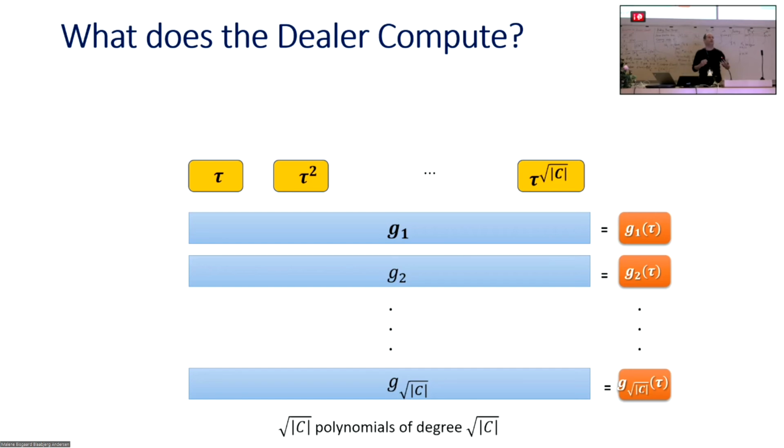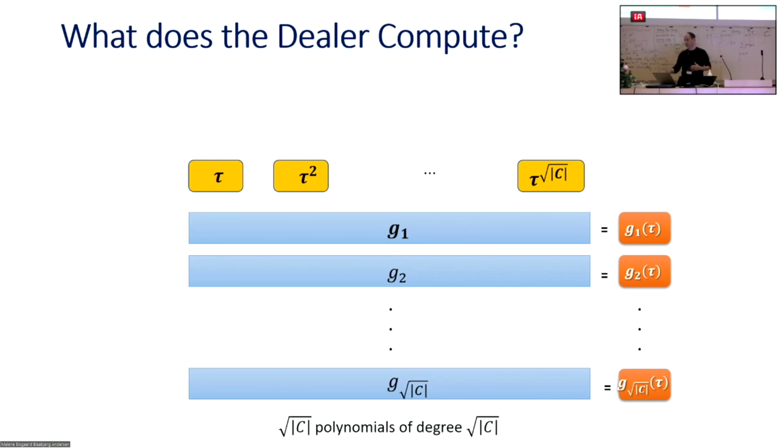So what does the dealer actually do? This, of course, depends on how we instantiate the distributed zero-knowledge proof protocol, which I didn't show, but with the instantiation we give in the paper, basically the dealer needs to define a square root amount of polynomials. These are the G polynomials here. The degree of each polynomial is square root in the size of the circuit, and the dealer needs to evaluate each of these polynomials on a random point tau. And the evaluation of these random polynomials is basically the correlated randomness that he gives to the parties.